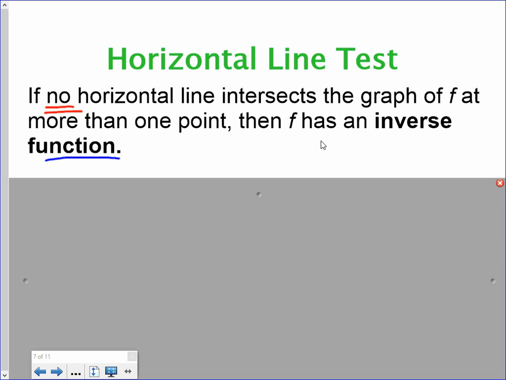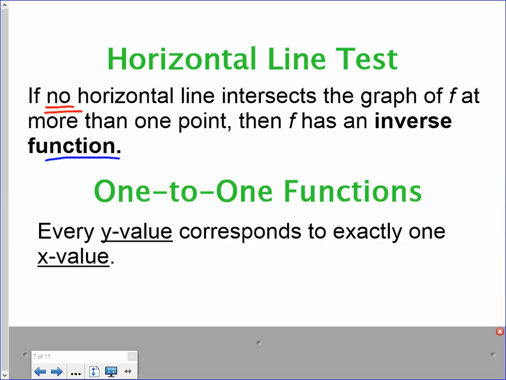When a graph can pass both tests, the vertical line test and the horizontal line test, so it's a function and its inverse is a function, that's a very special function. It's called one-to-one. One-to-one means not only does every x have exactly one y, every y has exactly one x. So both things are true. Function implies every x has one y. And one-to-one implies also every y has one x. So neither the x nor the y repeat.